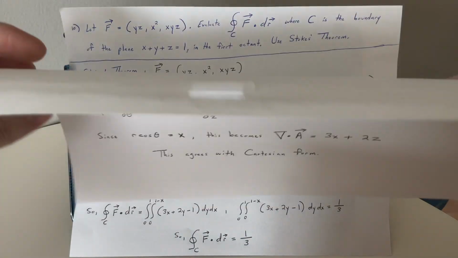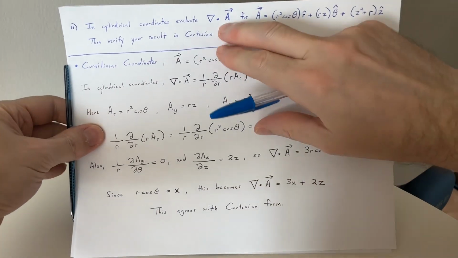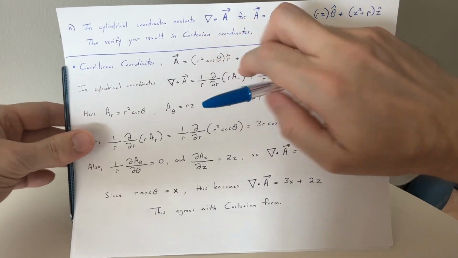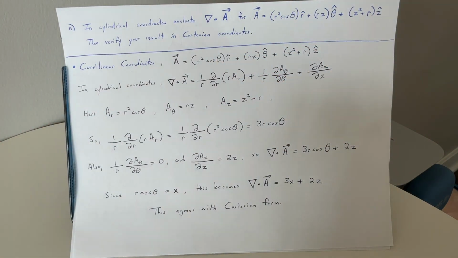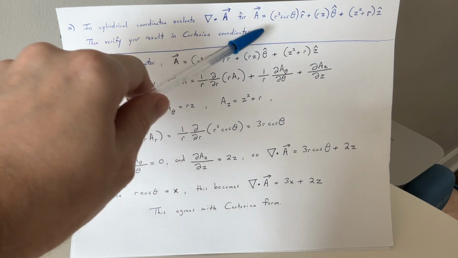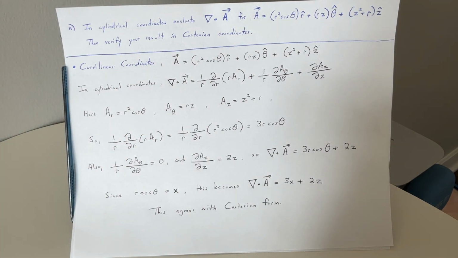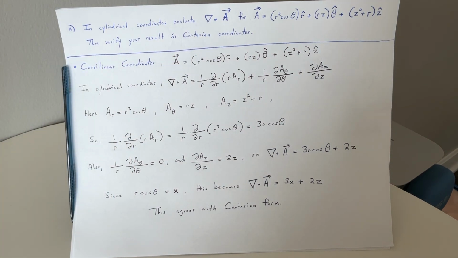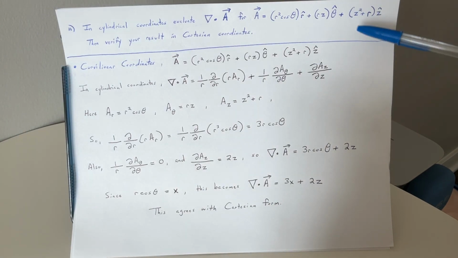Moving along to number 11. So here in cylindrical coordinates, we want to evaluate del dotted with A, which is technically the divergence of A, for A equals r squared cosine theta r hat plus rz theta hat plus the quantity z squared plus r z hat. And then verify the result in Cartesian coordinates.